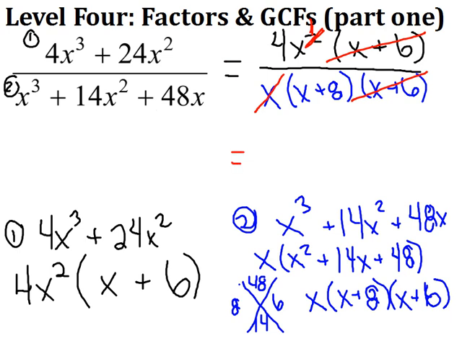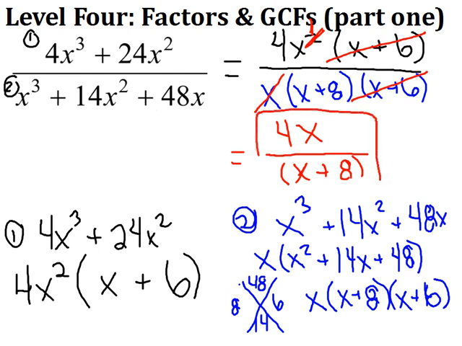So our full solution would be 4x, because we still had it in our numerator, over x plus 8. Now, you don't have to keep the parentheses around that x plus 8. You can. It doesn't make too big of a difference. But that is our final solution.